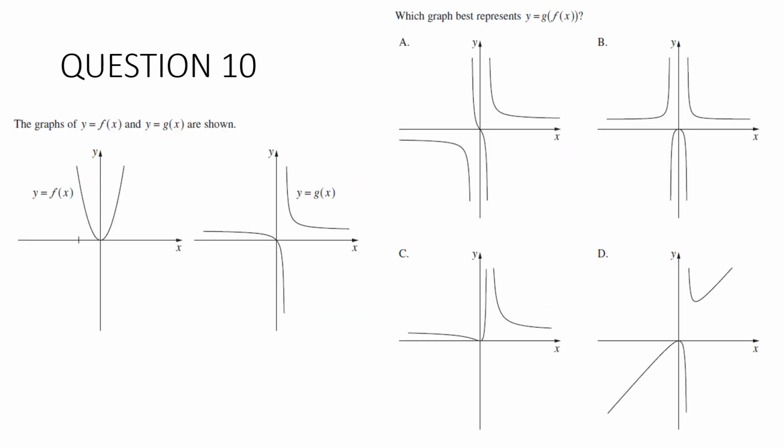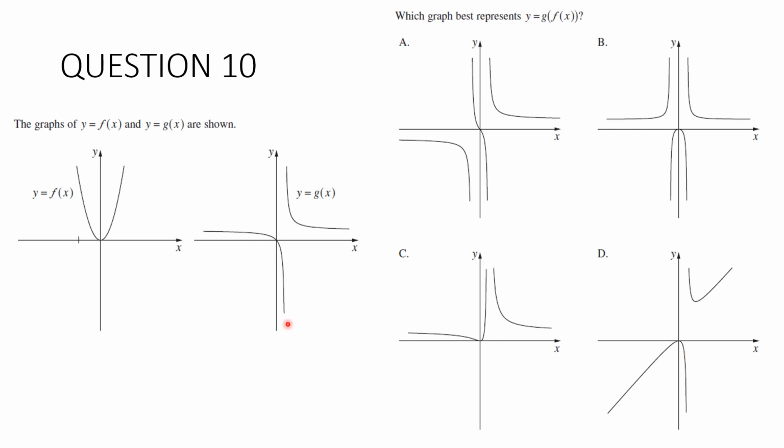And question 10. The graphs of f of x and g of x are shown. Which graph best represents y equals g of f of x? So we've got a composite function. The most important thing to remember with composite functions is the output of f of x becomes the input of g of x. And basically what we've got to do is just plot some points and try and eliminate 3 of these.